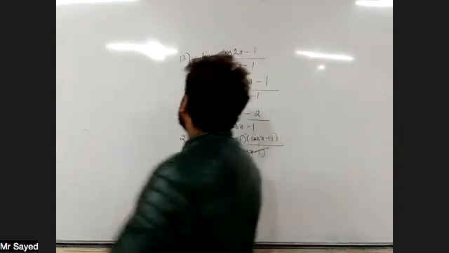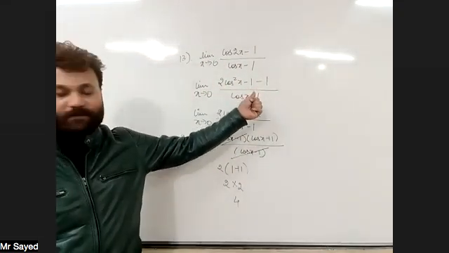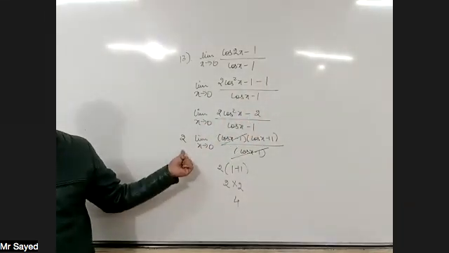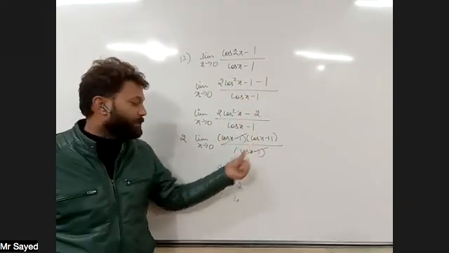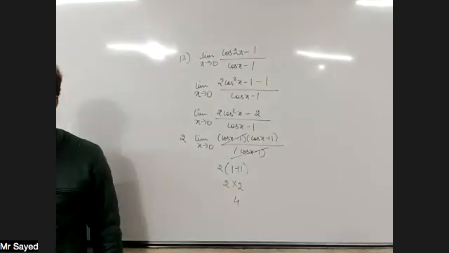Just a quick recap. Look, cos 2x we have written as 2 cos square x minus 1, minus 1, minus 1, minus 2. 2 we have taken common, a square minus b square, a minus b, a plus b. ये दोनों cancel हो गए, cos 0 is 1, 1 plus 1, 2, 2 into 2, 4.